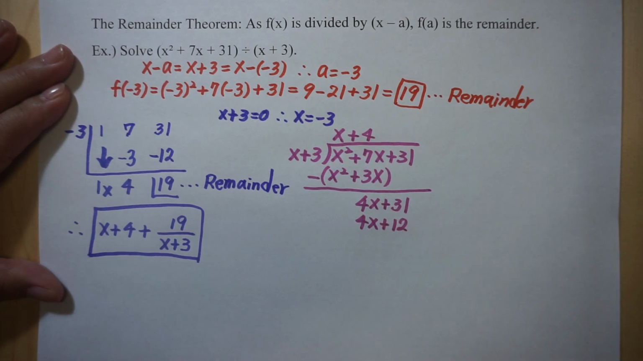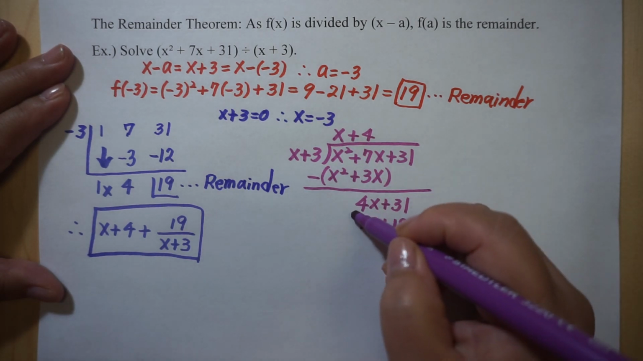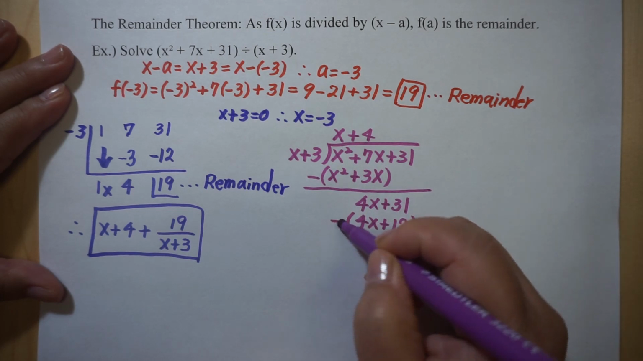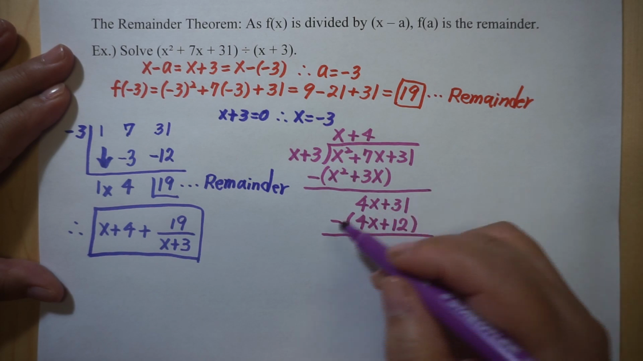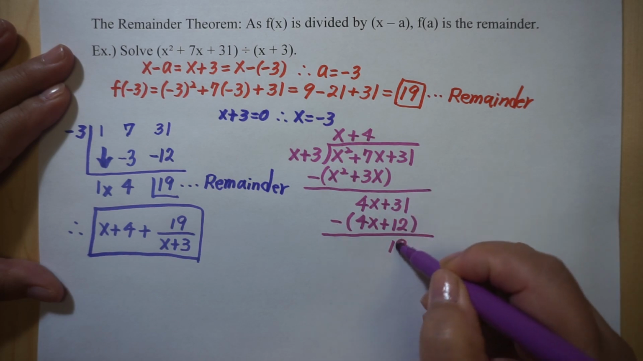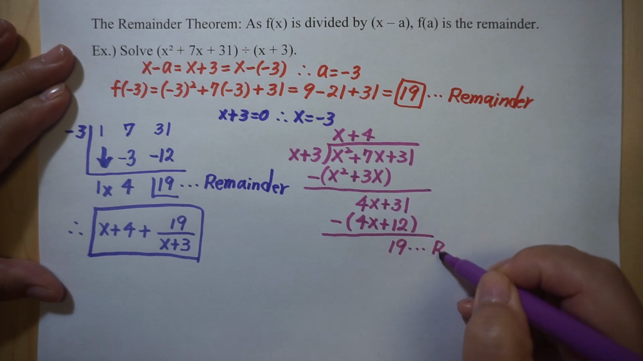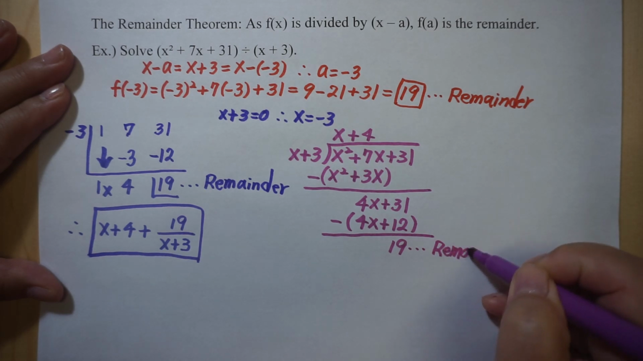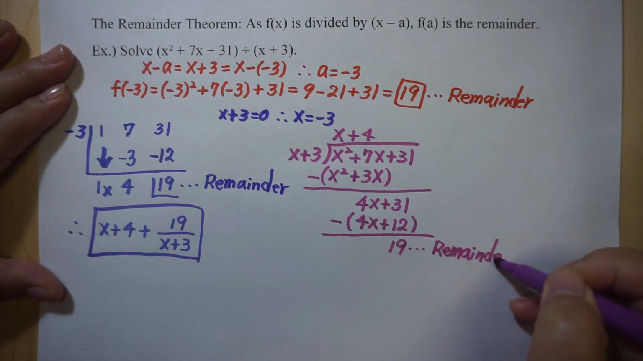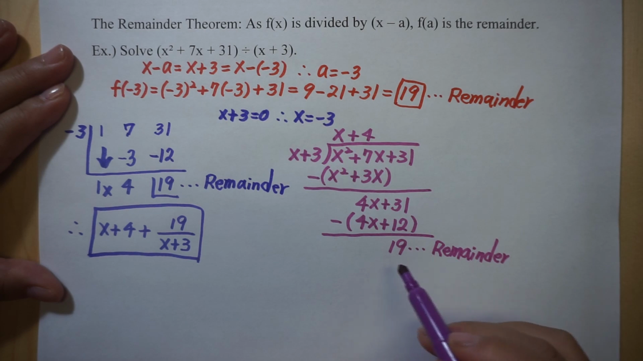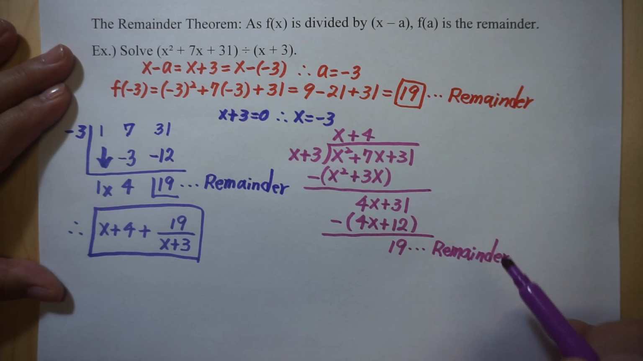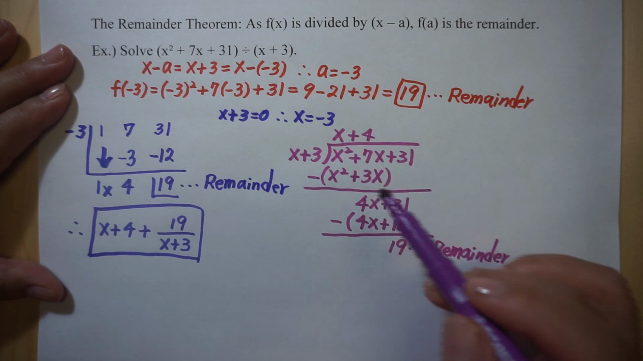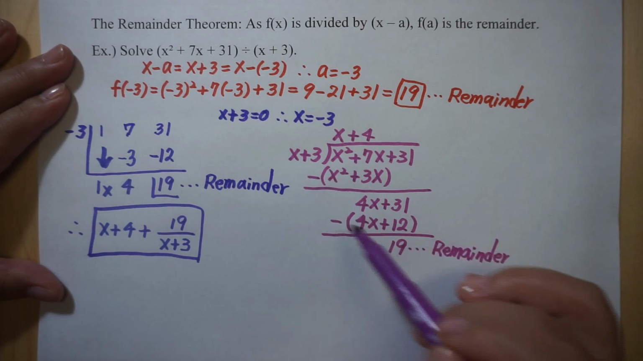And what you have to do next? You have to subtract. Okay? And 4x minus 4x is 0. 31 minus 12 is 19. So this is the remainder. And the remainder is the same, 19, of course, right? And then, probably most of you are wondering how come we have to subtract here.